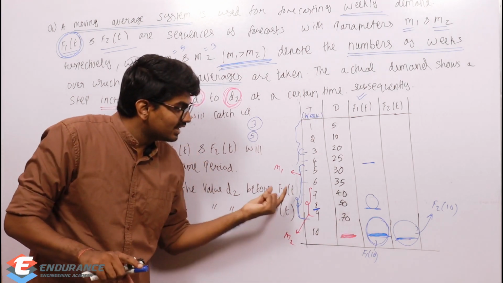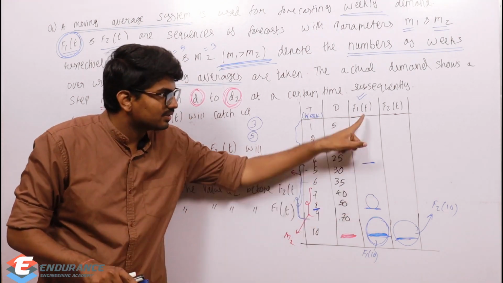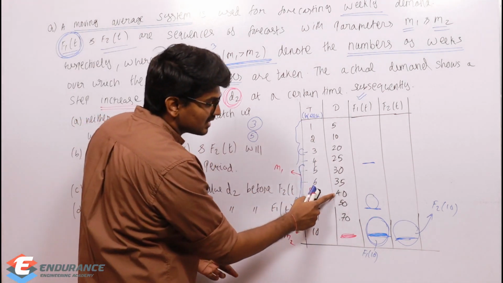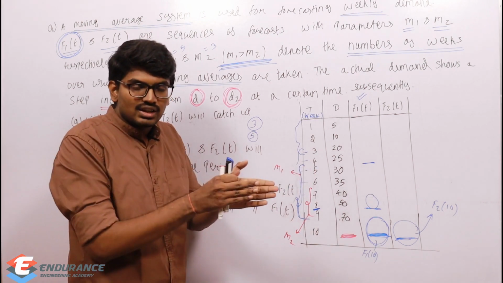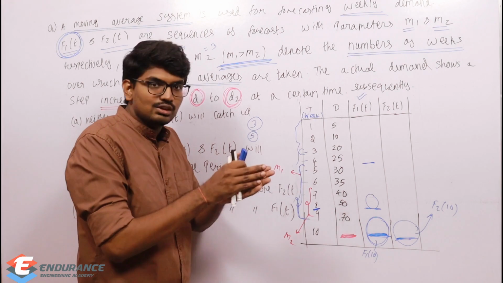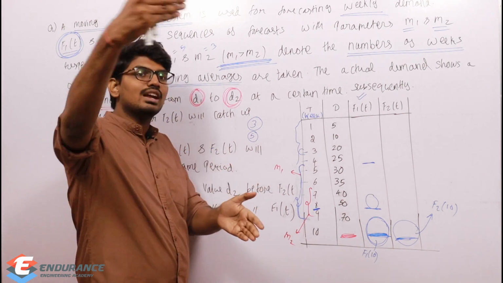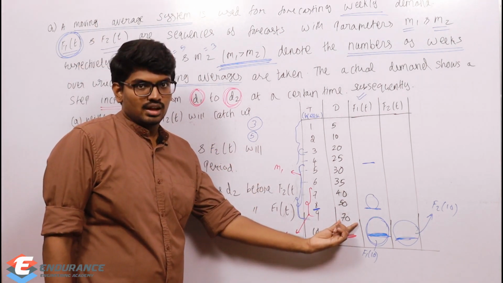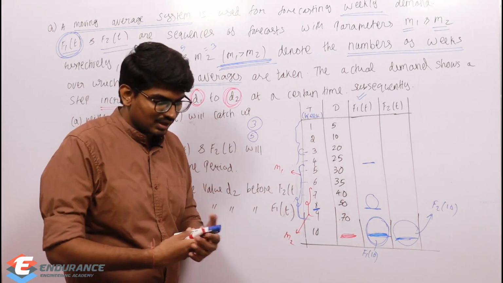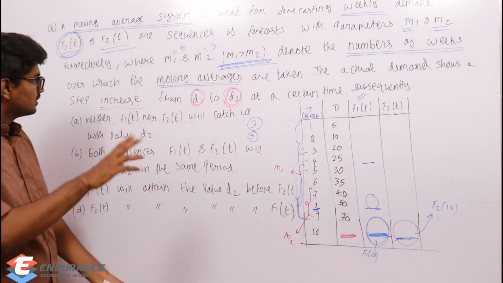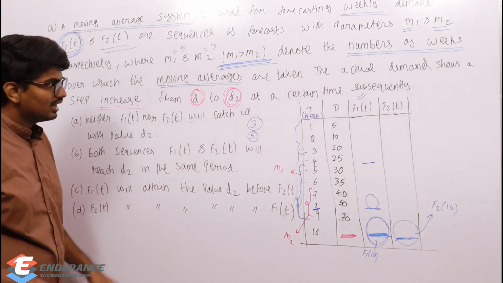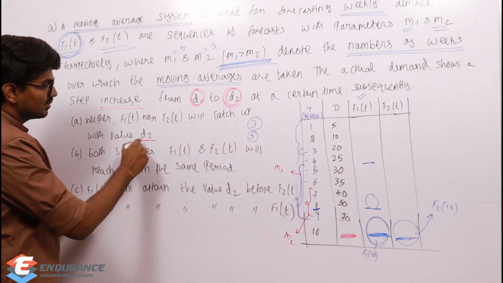Am I right? If I take M1, which means I am finding out F1 at the 10th period, then what am I doing? 30 plus 35 plus 40 plus 50 plus 70, summing that up and dividing by 5, that will give me a value which will be more deviated from 70. So it is getting more deviated from the actual value. So that is what they are asking: neither F1 of t nor F2 of t will catch up with D2. D2 is nothing but the actual.